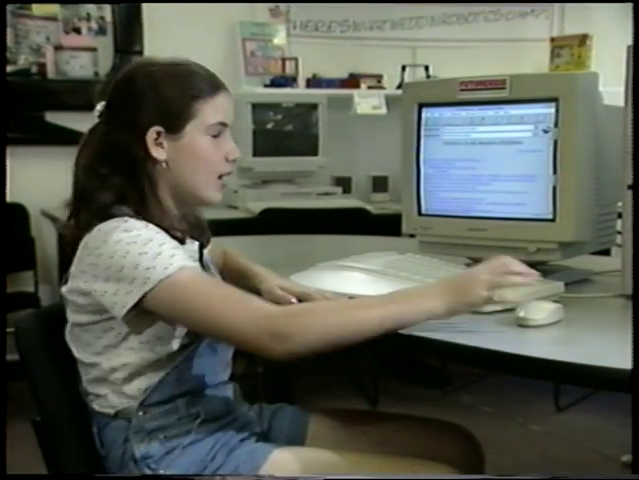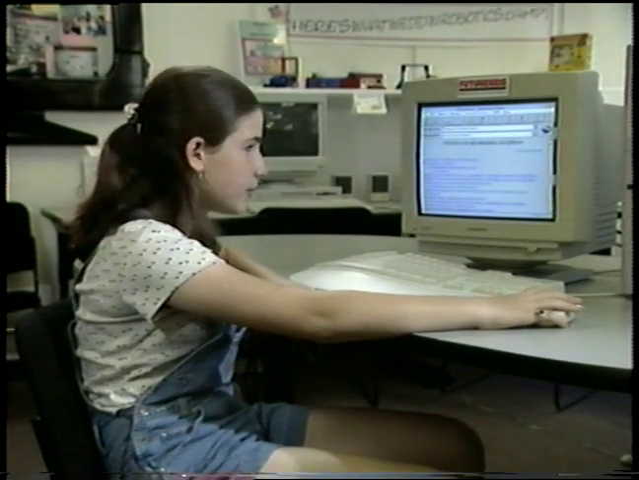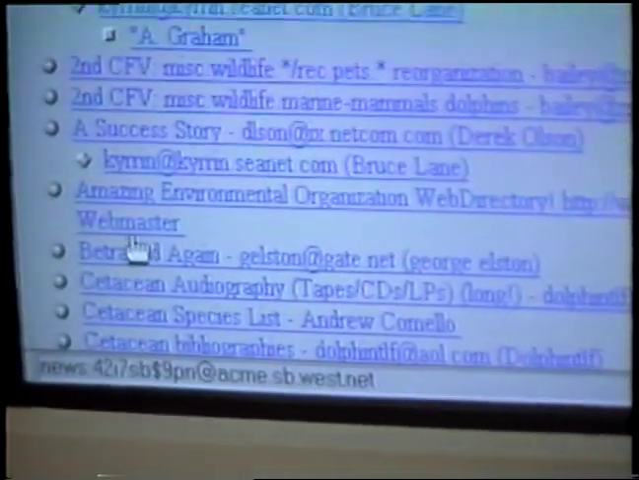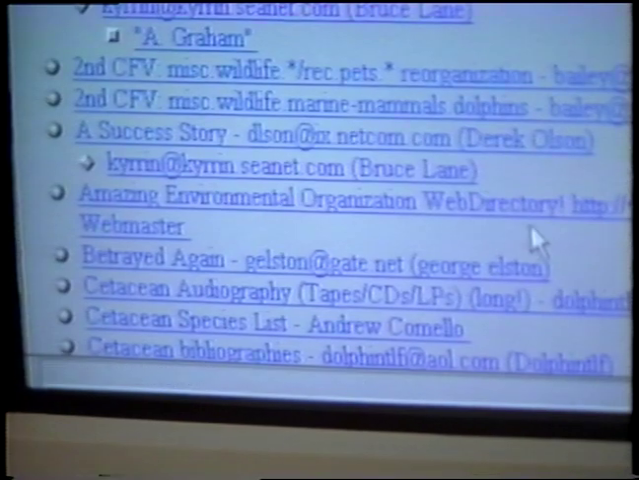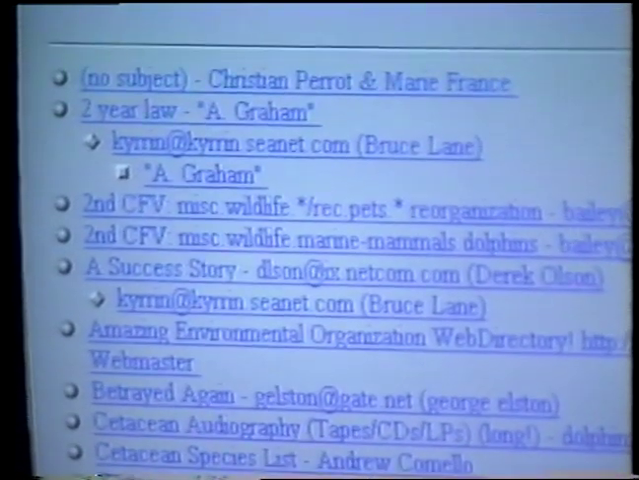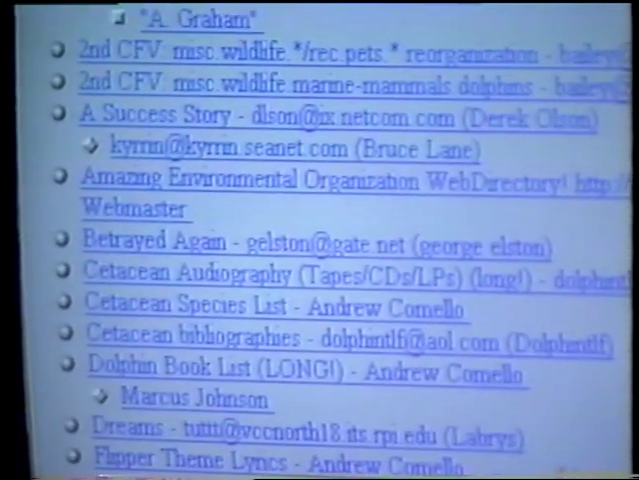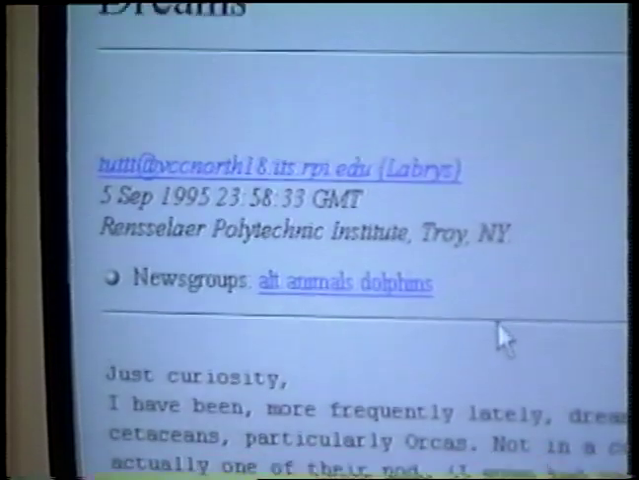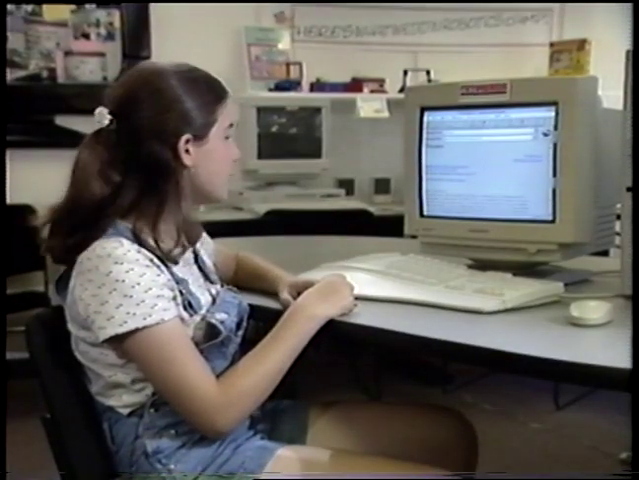And what I'm doing now is searching for all the items that the computer can find on dolphin news groups. Now we're into the news group on dolphins, and these are all different items that different people have posted on dolphins. And here I'll scroll down and look at some. Here's one on cetacean audiography. Amazing Environmental Organization web directory. 2-Year Law by A. Graham. A dolphin book list. And here's one on dreams. I think I'll go to that. Here's a woman who had some dreams about dolphins.